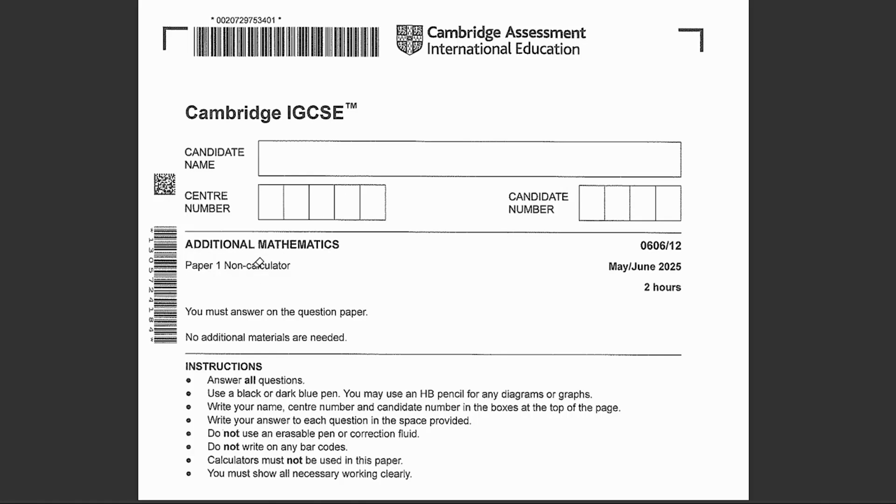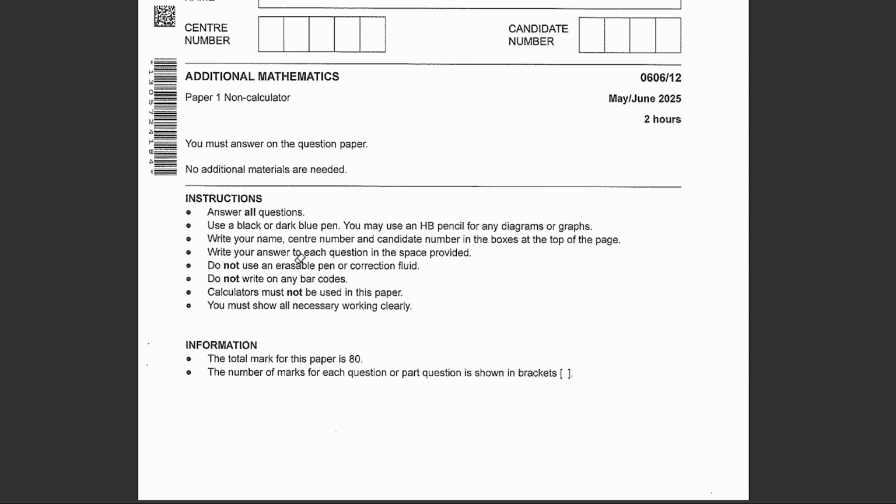Okay, hi everyone. Today we're going to do Cambridge IGCSE Additional Mathematics 0606 May June 2025 Paper 1 Variant 2. So this is a Paper 1 non-calculator paper. This is one of the first few years that they implement the new syllabus with no calculator for Paper 1 and also the circle equation for the coordinate geometry part. Right, so those are the two main things they have implemented in this new syllabus.